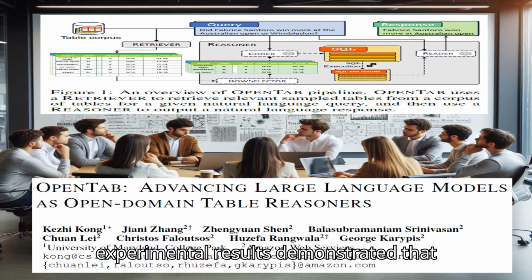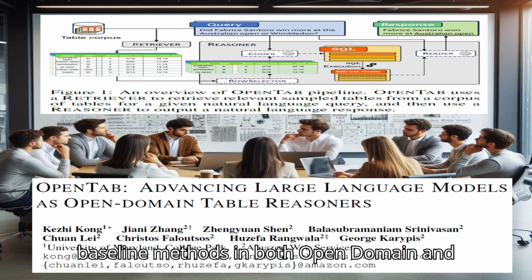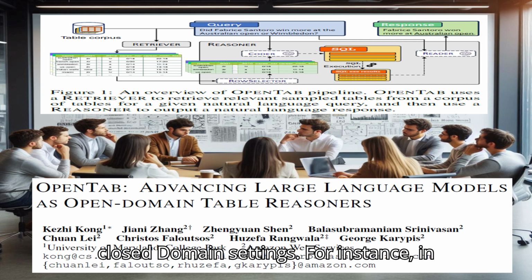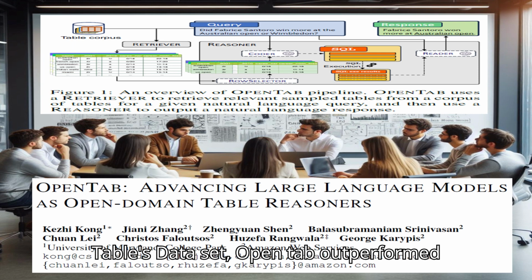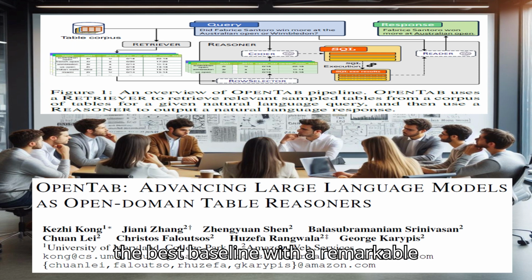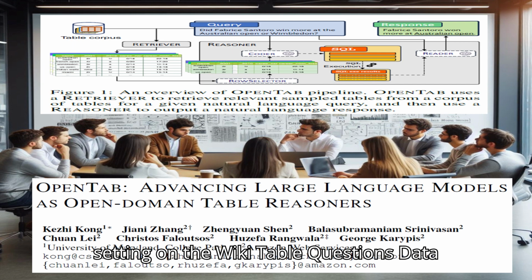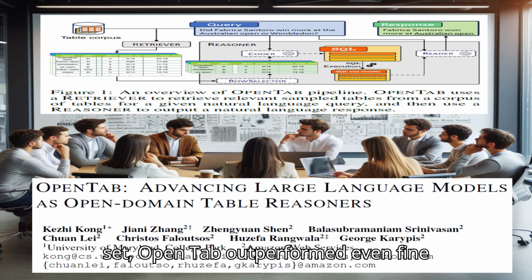Results. The experimental results demonstrated that OPENTAB significantly outperformed the baseline methods in both open domain and closed domain settings. For instance, in the open domain setting on the Open Wiki Tables dataset, OPENTAB outperformed the best baseline with a remarkable 21.5% higher accuracy under the top 10 scenario. In the closed domain setting on the Wiki table questions dataset, OPENTAB outperformed even fine-tuned methods.